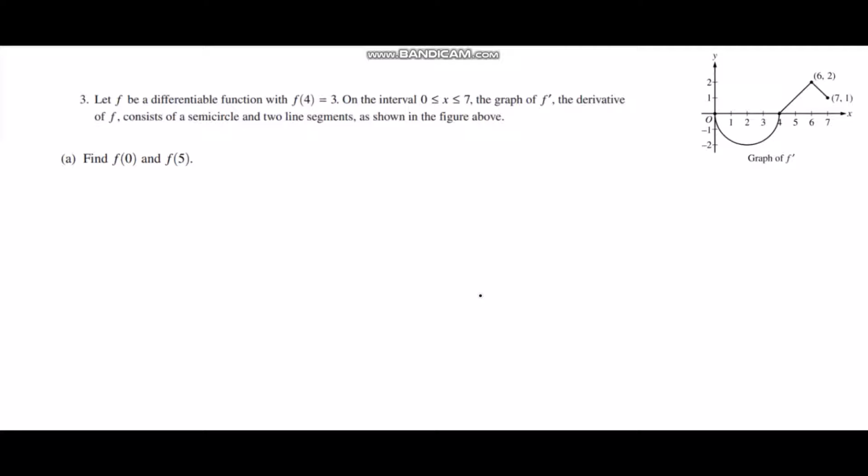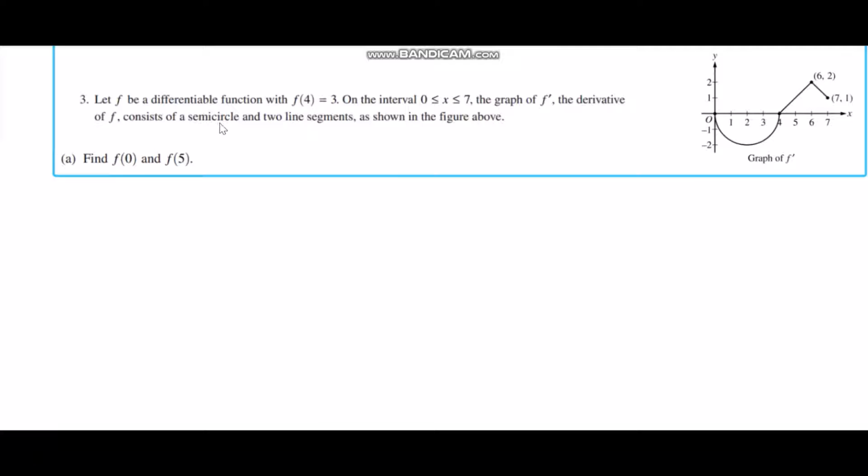I'm going to solve free response question number 3A from the 2022 AP Calculus BC exam, but I'm not going to do it the usual way, where we find these values using definite integrals. Instead, I'm going to do it by finding antiderivatives. So here we have our differentiable function f, and here's our graph of f prime.